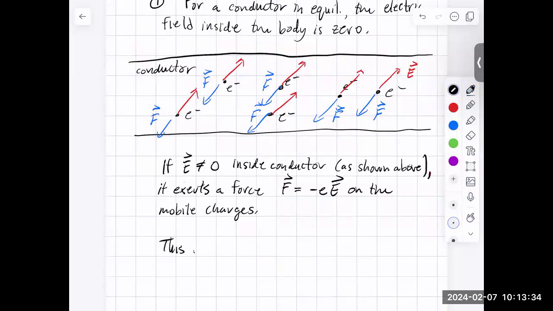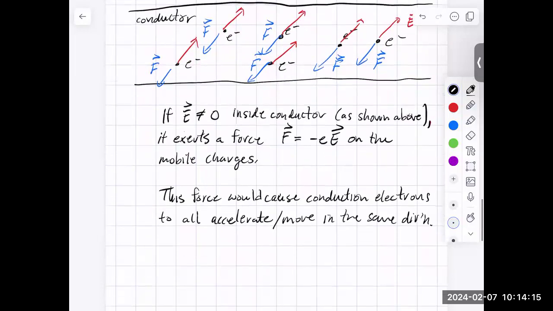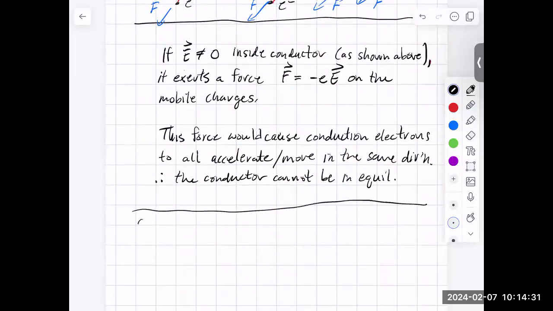Okay, so this force would cause the conduction electrons to all accelerate / move in the same direction. And so if they're all moving in the same direction, then there's a net flow of charge in the same direction, and that breaks our assumption of the conductor being in equilibrium. And so therefore, this conductor cannot be in equilibrium.